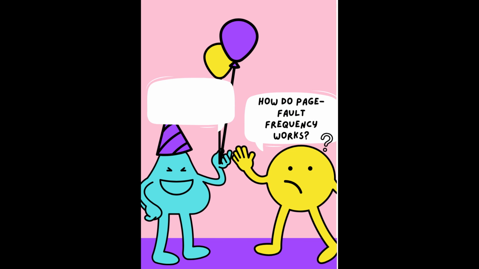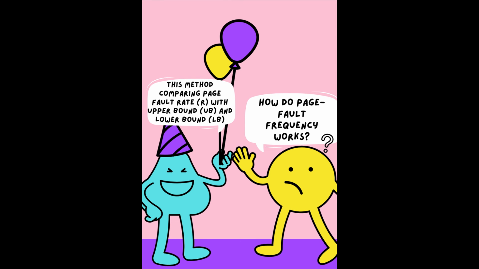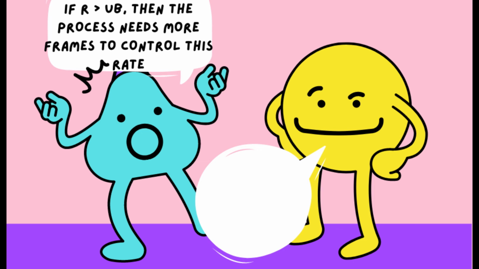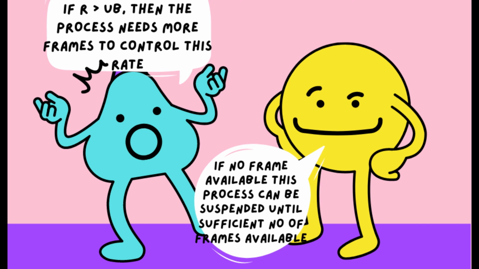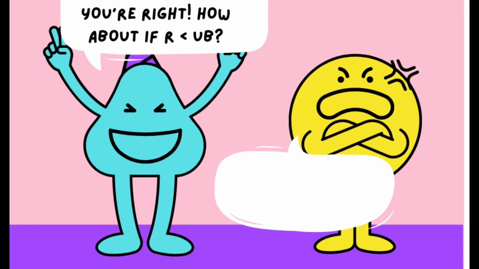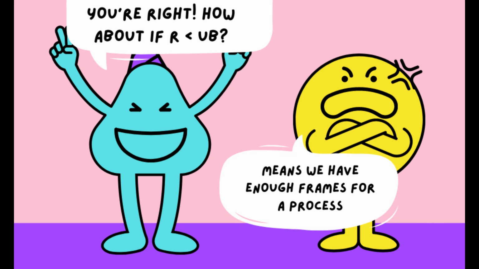How does page fault frequency work? This method compares the page fault rate with an upper bound and a lower bound. If the fault rate is more than the upper bound, then the process needs more frames to control this rate. If no frame is available, this process can be suspended until sufficient frames are available. You're right. How about a fault rate less than the lower bound? It means we have enough frames for the process.